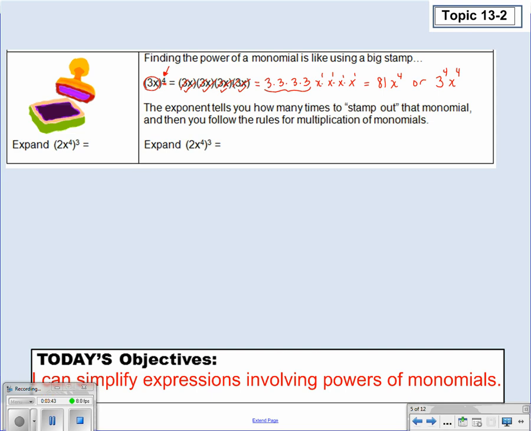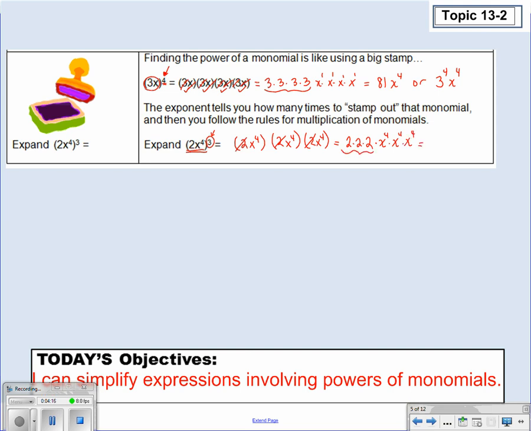First, we're going to expand (2x^4)^3. Again, we have an exponent on the outside that tells us how many times to stamp out the parentheses. So we're going to do 2x to the 4th power, we'll do it 3 times: 2x^4 and 2x^4 and 2x^4. This will give us, if I do my numbers first, 2 times 2 times 2. And then x to the 4th times x to the 4th times x to the 4th.